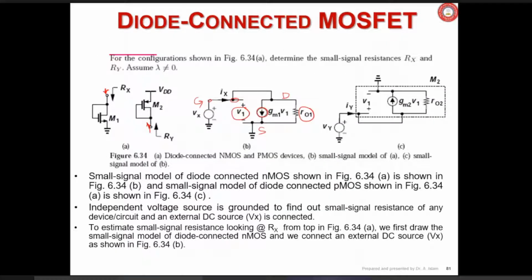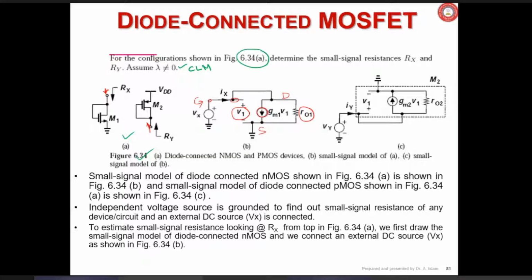Now we are going to discuss something related to the MOSFET small signal model. For the configuration of this figure A, determine the small signal resistances Rx and Ry. Assume lambda equals 0. Lambda means, understood? What is lambda?